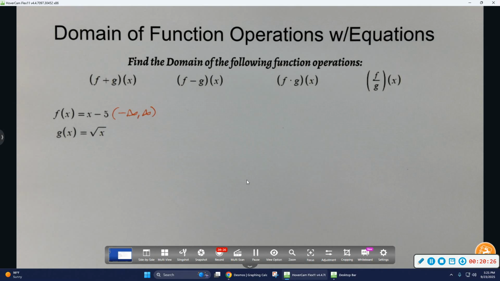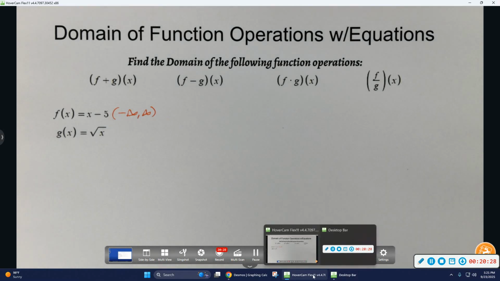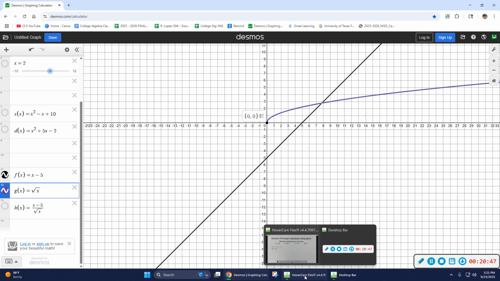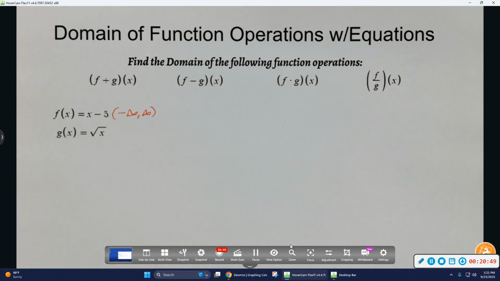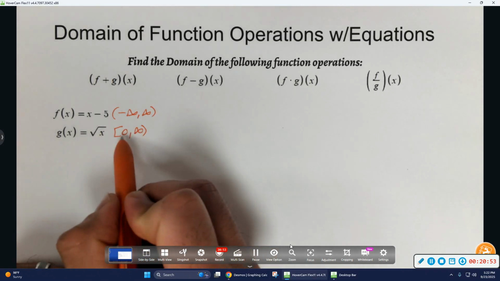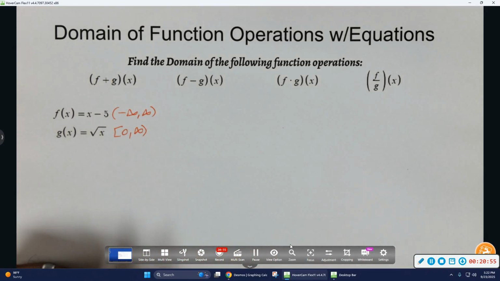What about the second function, the square root of x function? If I graph that one, it only exists on the right side, the positive numbers, starting at 0. Because I can actually take the square root of 0, so 0 will exist. But notice how for this square root function, the negatives do not exist. So the domain for this function is from 0 to infinity, where 0 is included.